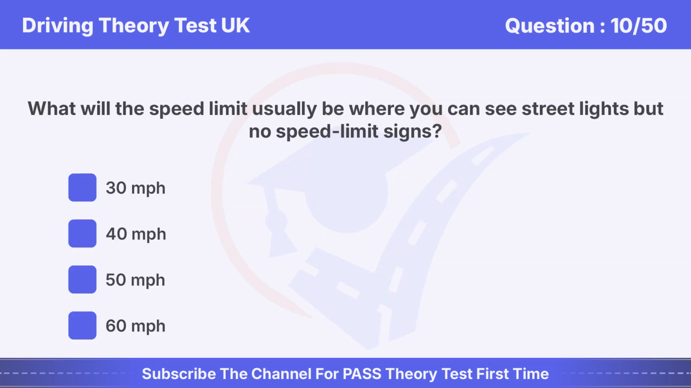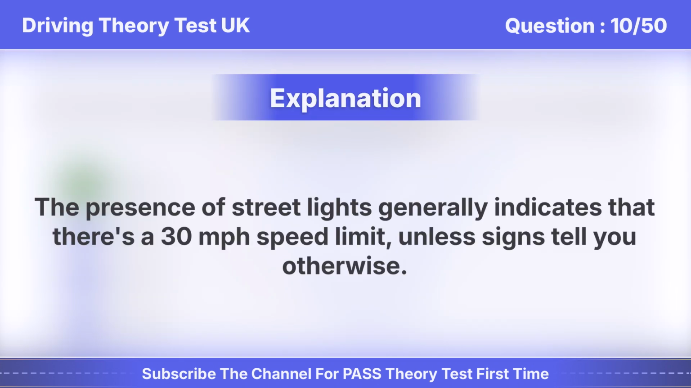Question 10. What will the speed limit usually be where you can see street lights but no speed limit signs? Answer is A. 30 miles per hour. The presence of street lights generally indicates that there's a 30-mile-per-hour speed limit, unless signs tell you otherwise.